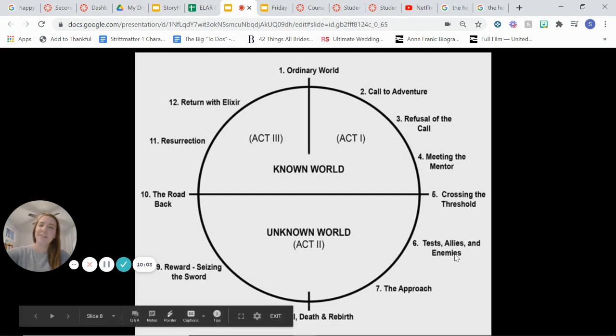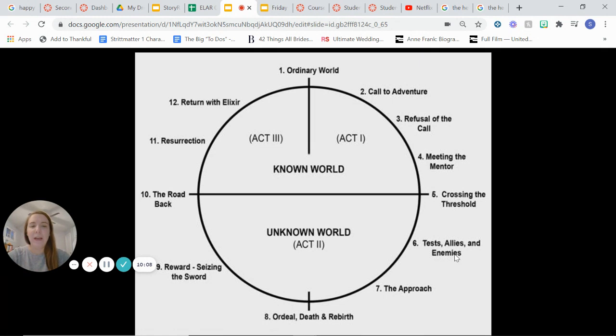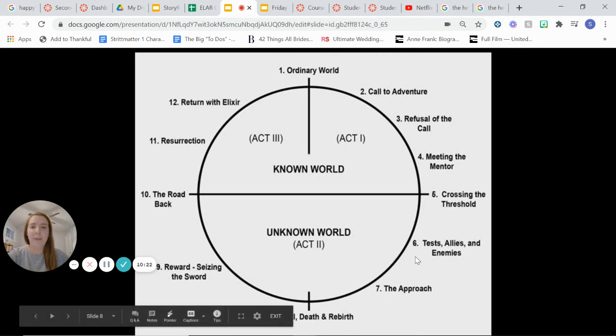Tests, allies and enemies: there's usually three. I don't know why people like the magic number of three, but there we are. For example, surviving the wolf attack, actually meeting with Elsa, meeting Olaf. That would be a friend. An ally is another name for a friend. And this is all preparing our main character for what we call the approach.